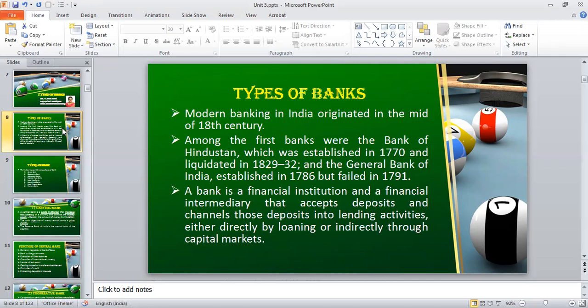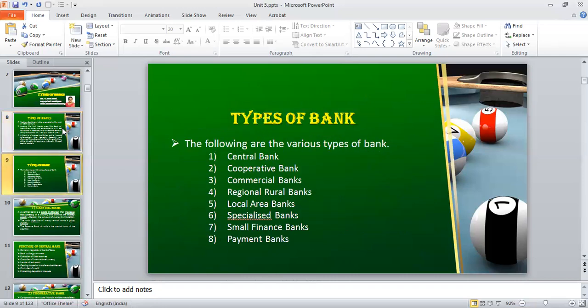Before that, we must know the meaning of bank. What is a bank? A bank is a financial institution. At the same time, it is a financial intermediary also, because it accepts deposits as well as channels deposits into lending activities, either directly by loaning or indirectly through some capital market. Right? Now, let us concentrate on the types of banks.